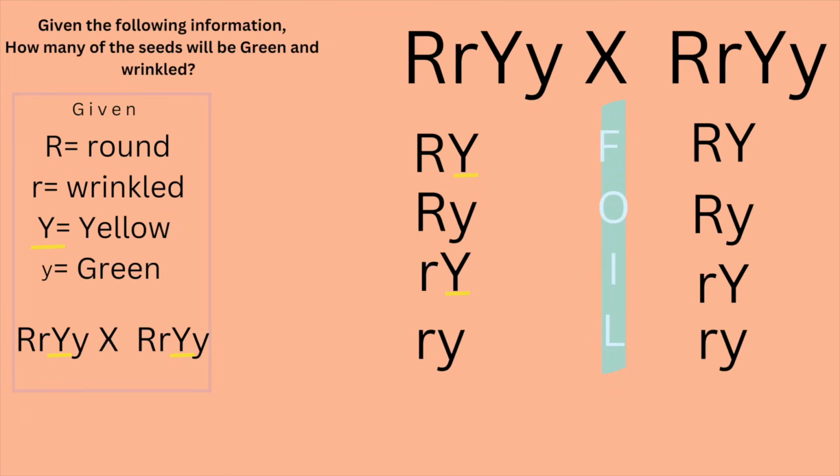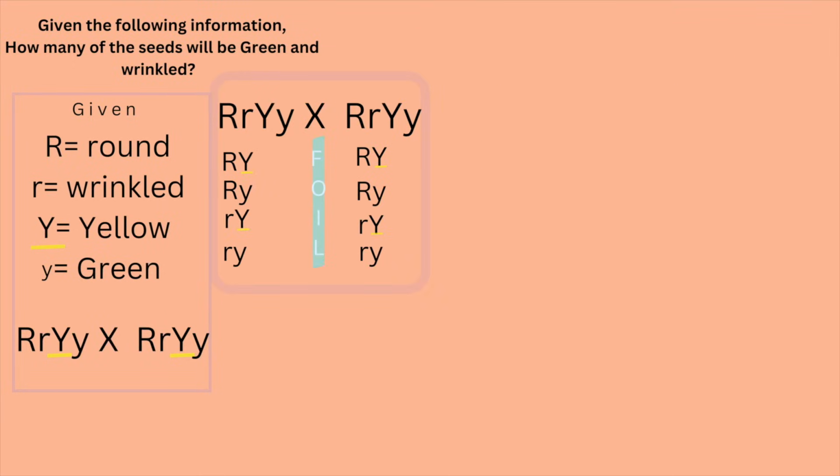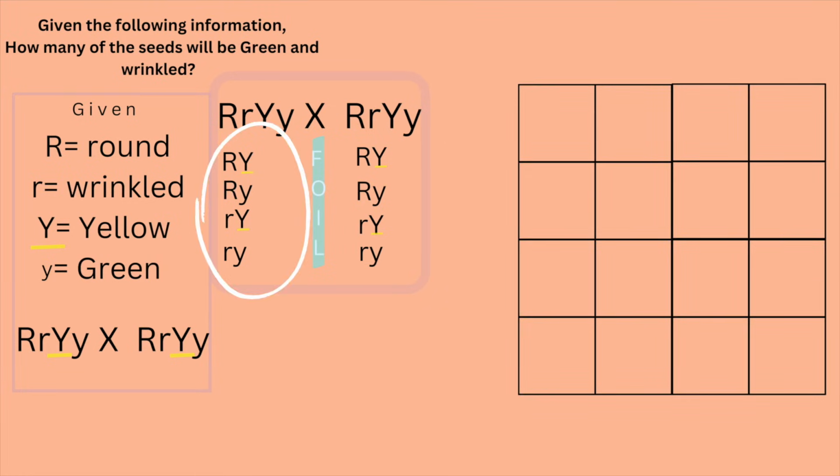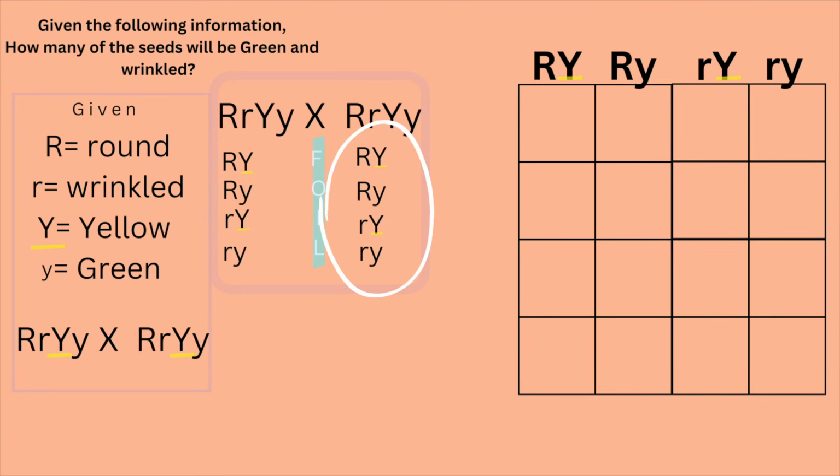Awesome. So now we're going to use these genotype combinations and put them into our Punnett square. These are all for the first plant parent and we will put them up here. And these are all for the second plant and we will put them down here. By the way, it doesn't matter where you put parent 1 or parent 2. When you cross them, it's all going to be the same.